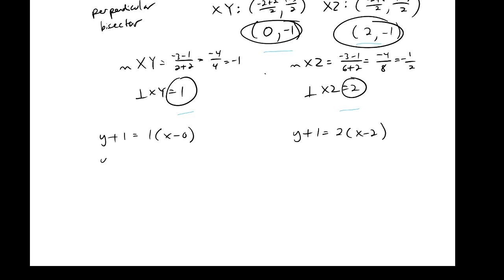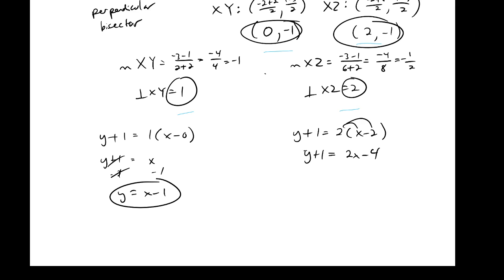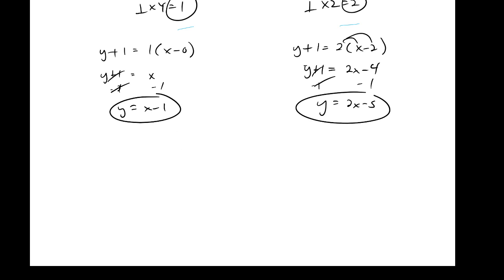And let's solve both of those. We'll have y plus 1 is equal to 1 times x, which is x. 1 times -0 is just 0, right? And then we're going to subtract that 1 from both sides, and we'll have y is equal to x minus 1. So that's pretty clean. And then we have y plus 1 is equal to 2x minus 4, right, when we distribute. And then we're going to subtract 1 from each side, leaving us with y is equal to 2x minus 5. So those are pretty clean. They both equal y, correct? Therefore, these two things equal each other.